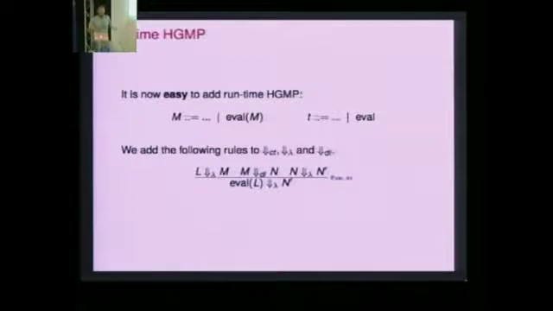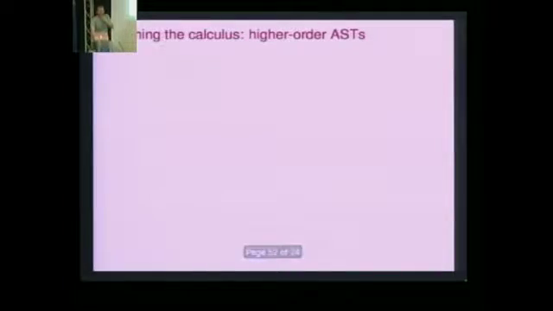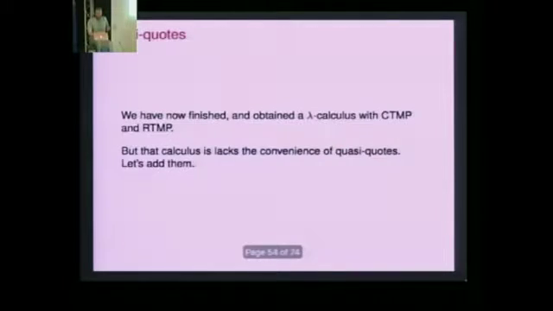So completely trivial, basically. We also need to deal with higher order metaprogramming, so we need to be able to represent ASTs that represent ASTs. That can easily be done, but I won't talk about it because I don't really have that much time. Okay, so if we stop here, we have a runtime and compile time metaprogramming version of the Lambda Calculus, but it only uses ASTs as representation.